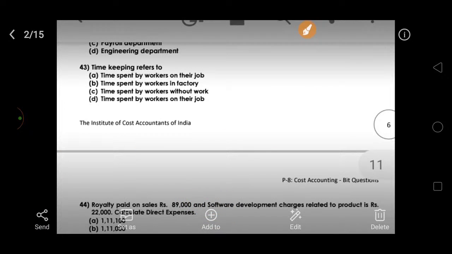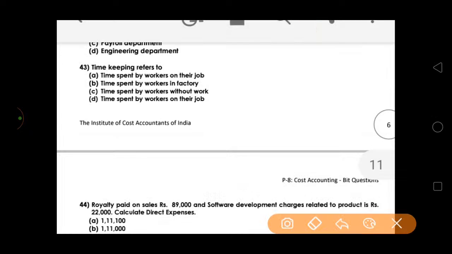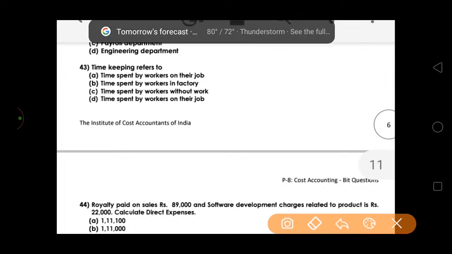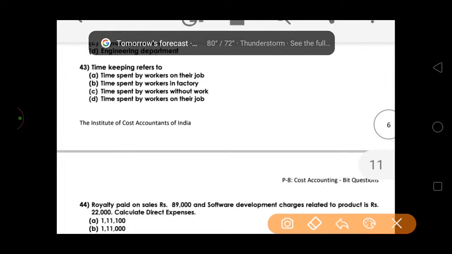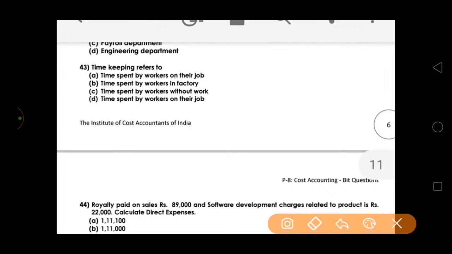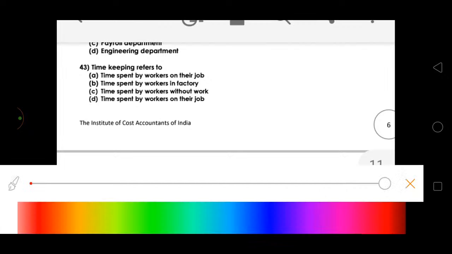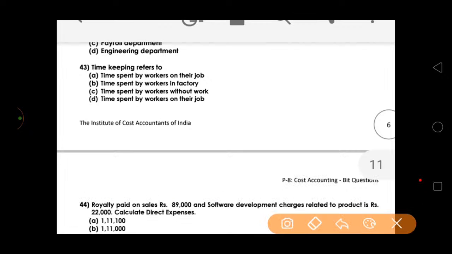Timekeeping is a reference to the time spent by workers in a factory. So B is the right answer.